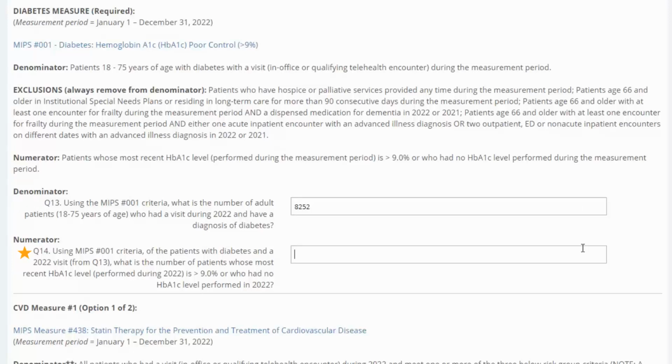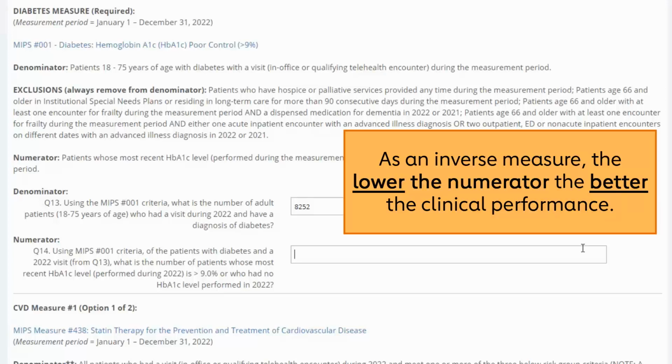Question 14 is the numerator of the measure. Of the patients with diabetes from question 13, what is the number of patients whose most recent hemoglobin A1C level, taken in 2022, was above 9%? Make sure to review the official measure logic for all criteria. Patients with diabetes who did not receive a hemoglobin A1C test in 2022 still get counted in the numerator, along with patients whose test level was above 9%. Again, the lower the numerator, the better the clinical performance.